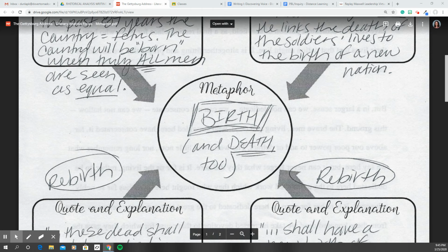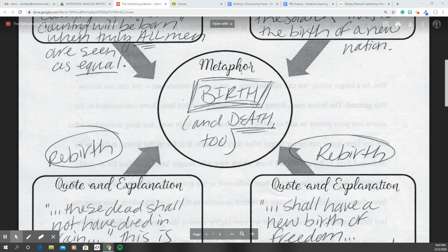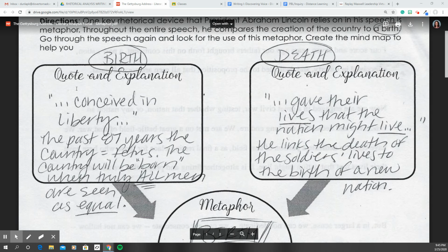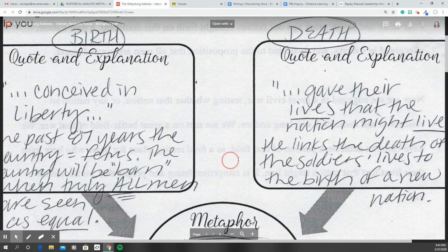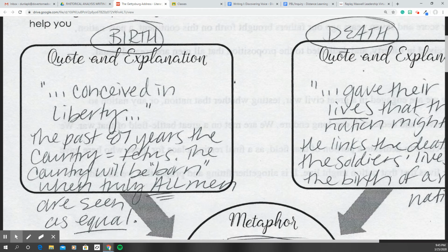Okay, so back to what I said, we're going to focus on the metaphor of birth. There's also a death metaphor in the speech, but our primary focus is birth. Our first quote that we could use as an example is, let me zoom in for you, in the second paragraph, now we are engaged in a great civil war, testing whether that nation or any nation so conceived and dedicated can, wait, that's not the right one. Sorry, it's the first paragraph. Scratch that. Seven years ago, our fathers brought forth on this continent a new nation conceived in liberty and dedicated to the proposition or idea that all men are created equal.